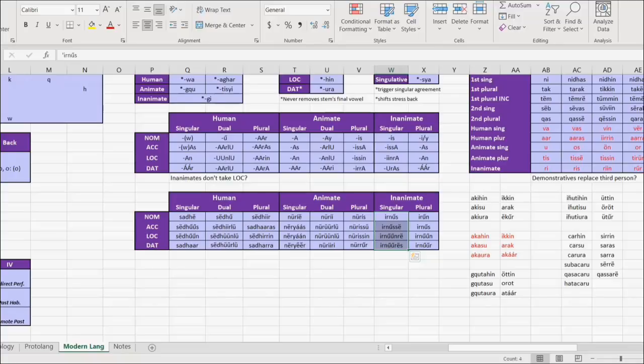But then I remembered that we were going for this pseudo-inverse number system, where we want the inanimate singular to look similar to the animate plural, which really is more of a cosmetic thing than anything else, but I still kind of like the idea.